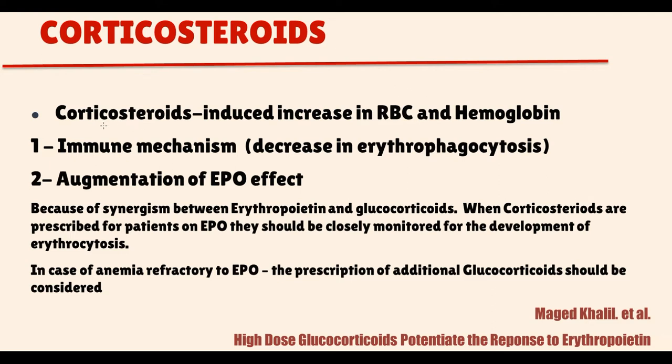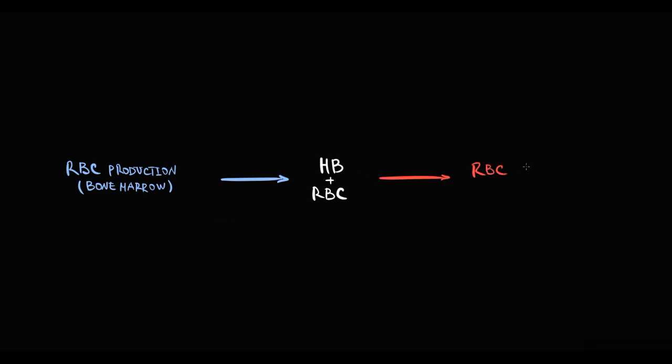To explain how corticosteroids increase red blood cells and hemoglobin, we have to know that hemoglobin is contained in red blood cells. So basically, unless a person has some issues with hemoglobin production, the level of hemoglobin correlates with the amount of red blood cells. The amount of red blood cells in the blood is determined by the rate of red blood cell production in the bone marrow and the rate of red blood cell destruction in the peripheral circulation.